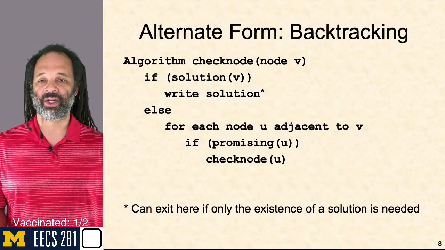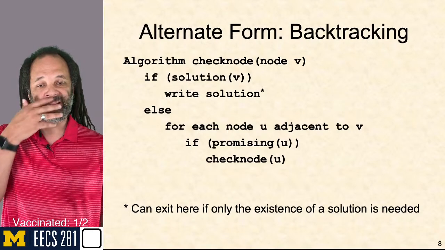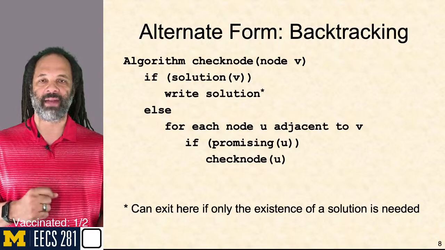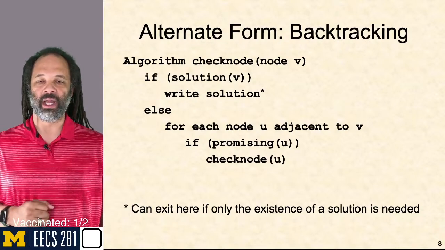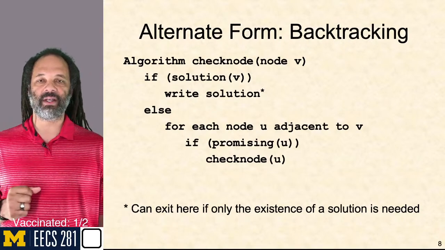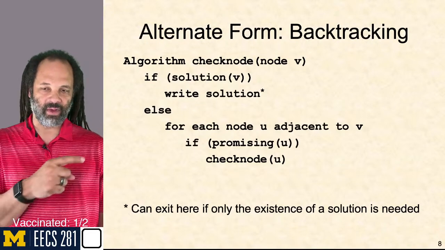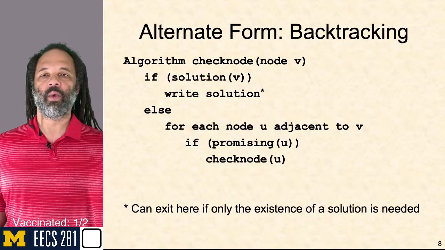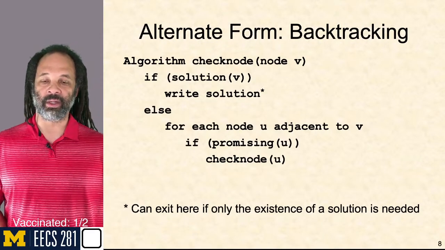Here's another version of it. This is an alternate form. You'll see though, we've got those same things. I've got a for loop that calls check node inside of it. That's used to extend my solution. I've got a check to see if this is a solution. That's a solution check. And I've also got this promising check that says, hey, if what I've got partially is going to work, then I'm going to extend the solution.